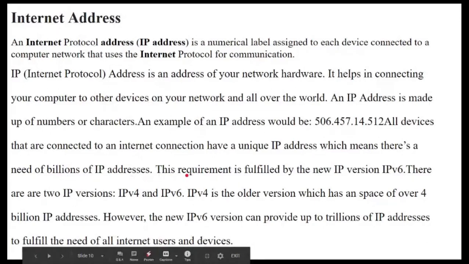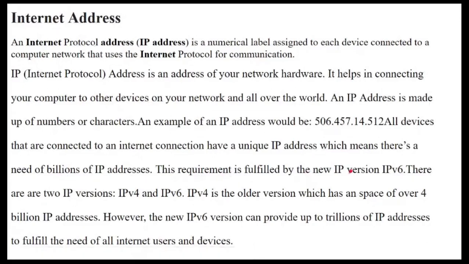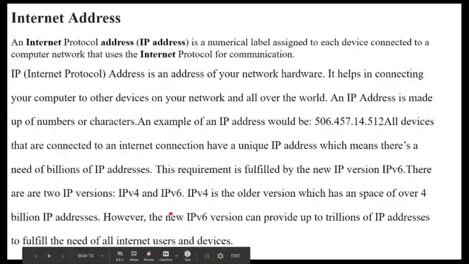So this requirement is fulfilled by the new IP version. It is IP version 6. There are two IP versions, that is your IPv4 and IPv6. So what is IPv4? It is the oldest version, which has a space of over 4 billion IP addresses, and the 6th IP version has trillions of IP addresses to fulfill the need of all internet users and devices.